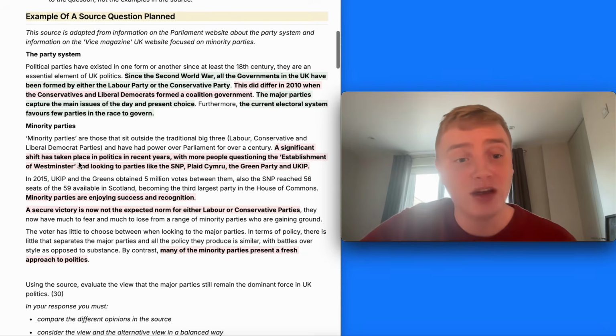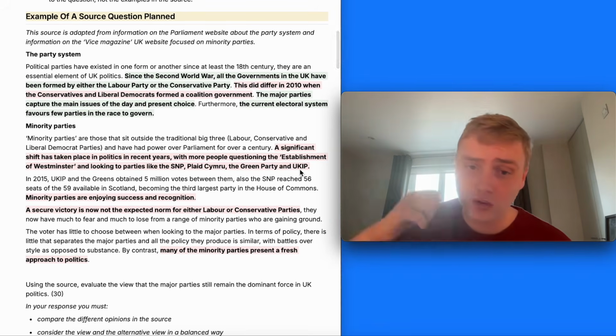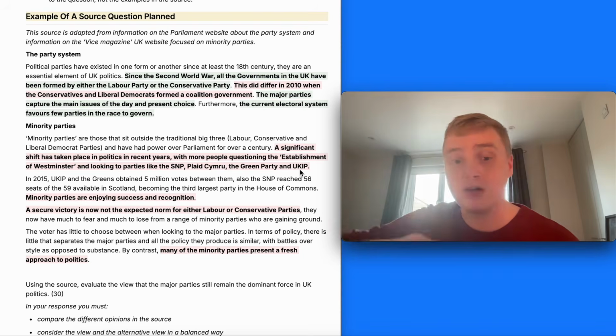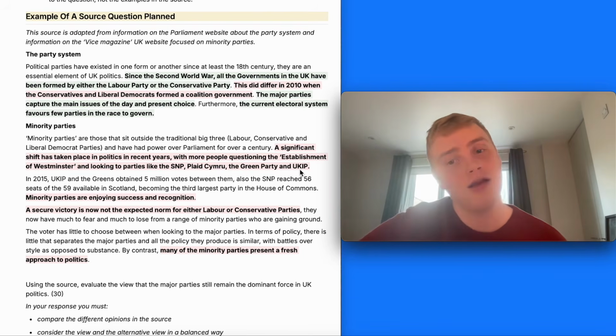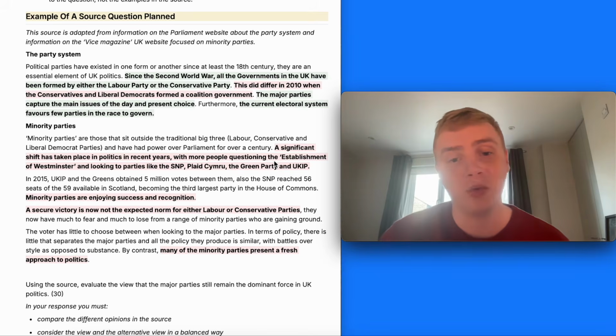A significant shift has taken place in politics in recent years, with more people questioning the establishment of Westminster and looking to parties like the SNP, Plaid Cymru, the Green Party in the UK. That's a really clear argument. You've had a shift, major parties are no longer dominant because people are questioning Labour and the Conservatives, and the Lib Dems if you include them, and are supporting minor parties.